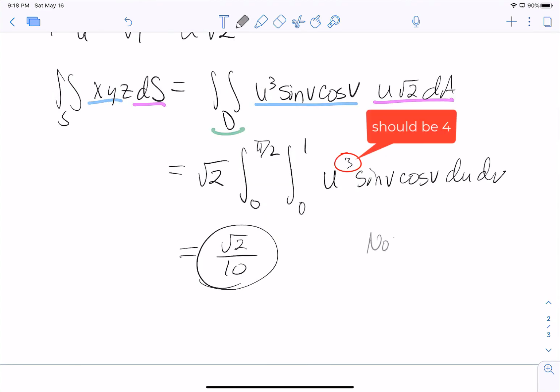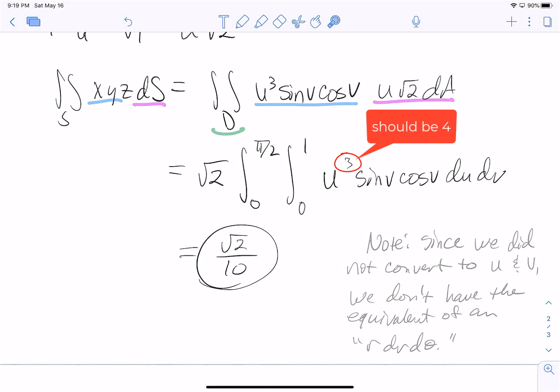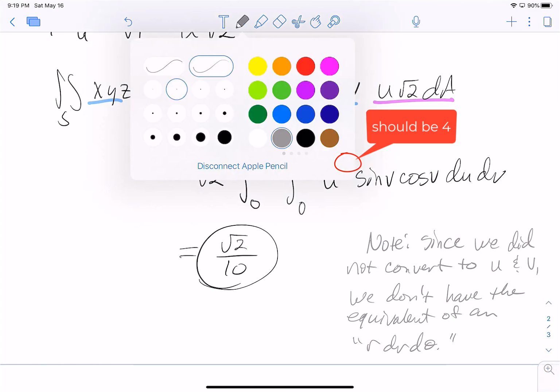So I'm going to make a note here. Since we did not convert to u and v, we don't have the equivalent of an r dr d theta. So if you're ever wondering, do I need an r dr d theta? Do I need to throw in the r? Well, ask yourself, did I convert from one coordinate system to another? If the answer is no, then the answer is no.